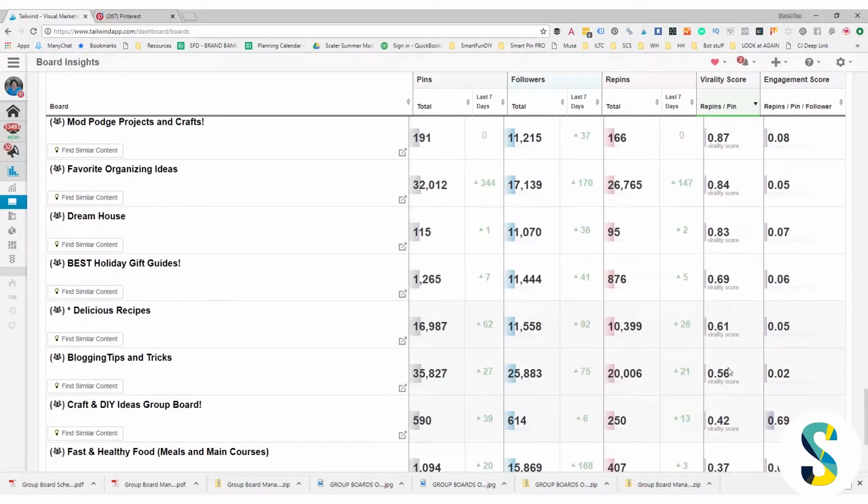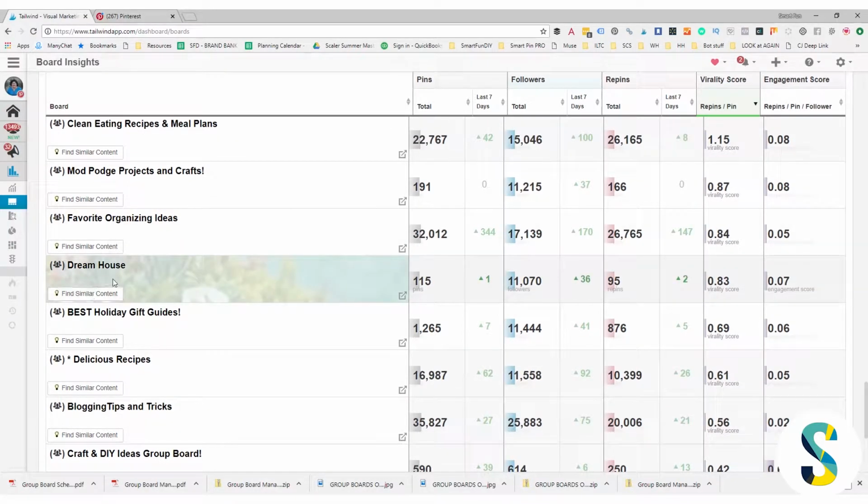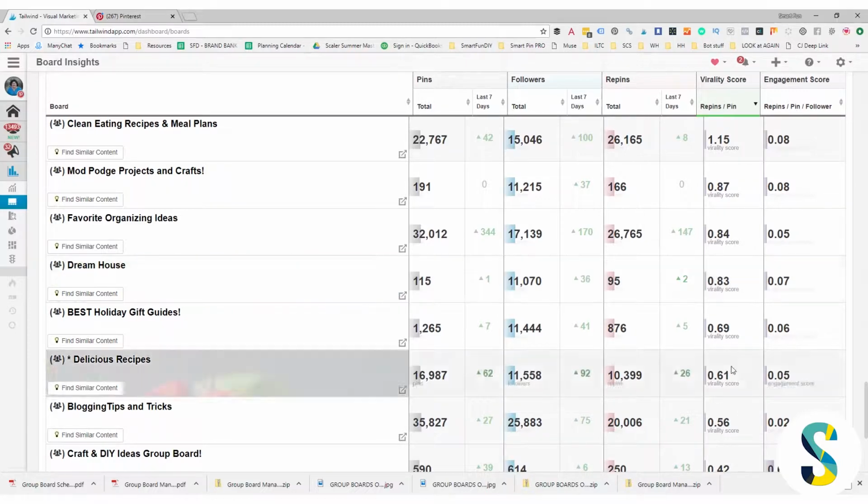Now, what are some that you might not want to get rid of? Well, this one, Dream House, is just my family's group board. So this might be a group board that I should make secret, because it's really just for my personal stuff, and it's not something that other people are really adding to or that we're really using for anything significant. So this is also a good way to figure out if there are any group boards you're using for personal use that should be made secret because they don't really relate to your business.